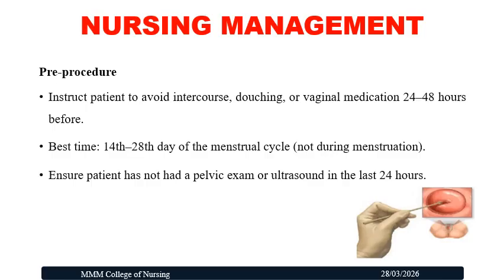Coming on to the nursing management, pre-procedure. We have to instruct the women who want to take this test to avoid intercourse, douching or any vaginal medications 24 to 48 hours prior to this test. The ideal time for doing this procedure is between the 14th to 28th day of the menstrual cycle, and we are not supposed to do this procedure during menstruation. Ensure the patient has not had a pelvic examination or any ultrasound examination in the last 24 hours.